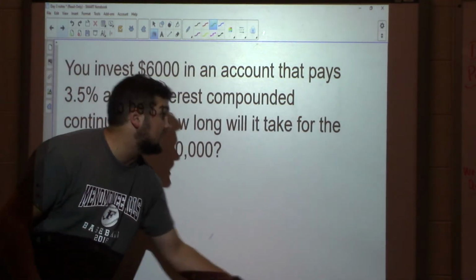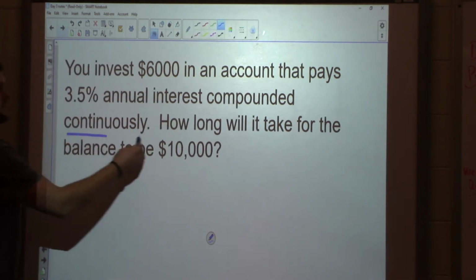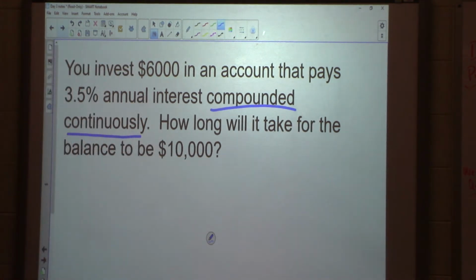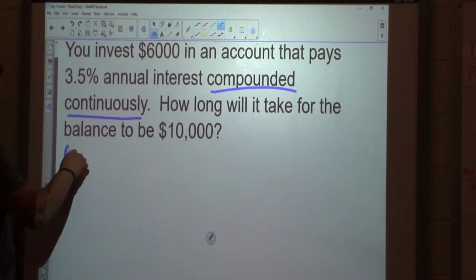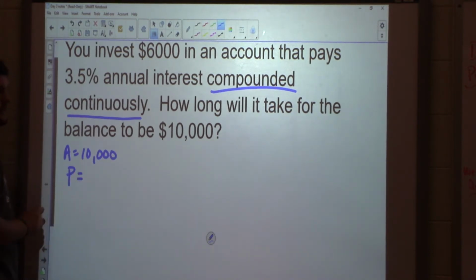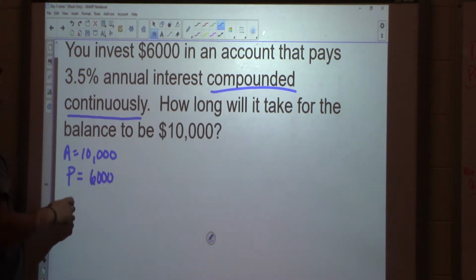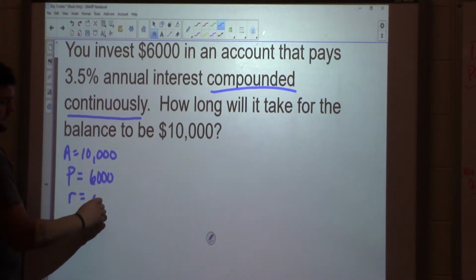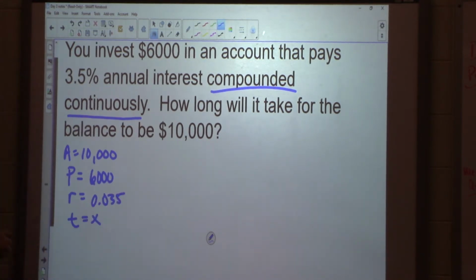We invest $6,000 in an account that pays 3.5% annual interest, compounded continuously. So that tells me I'm using my new formula. We don't know how long it'll take for the balance to be $10,000. So A is 10,000, right? It's what I want it to equal. What's my principal? What am I starting with? 6,000. And what is my rate? 0.035. My time is my variable, right? I want to know how long it takes.